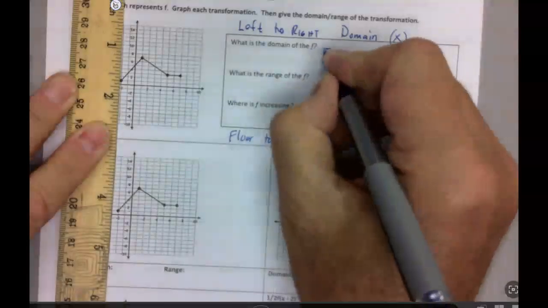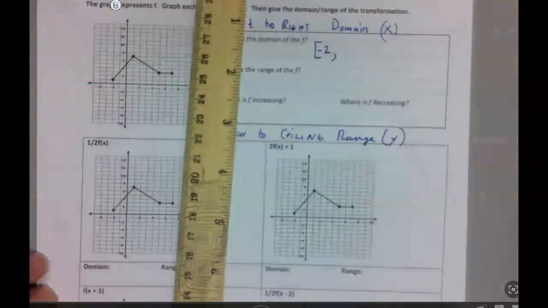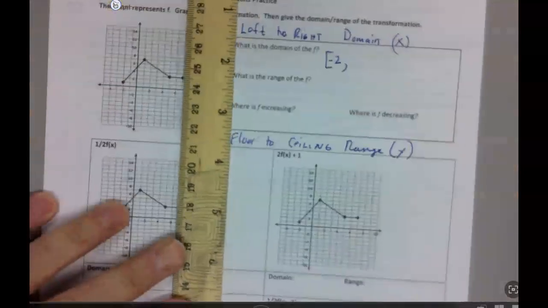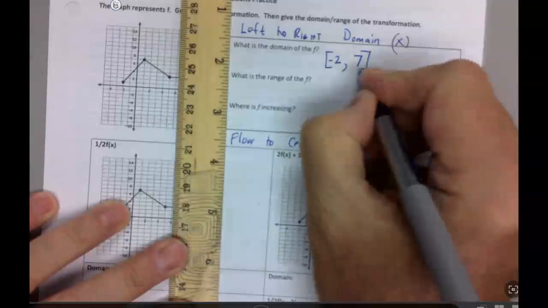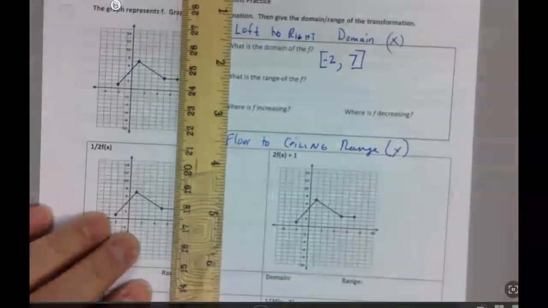-2. Brackets, because it's a point, agreed? What's the farthest X to the right? 7. So let's bracket as well. Okay? Everybody see I did that first, left to right.